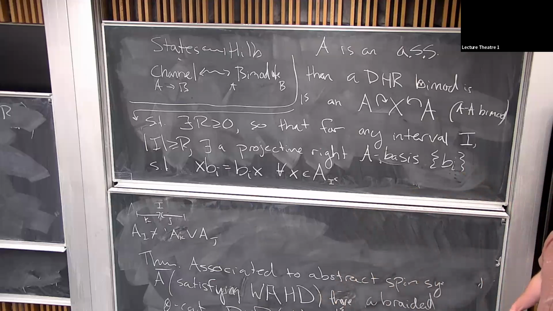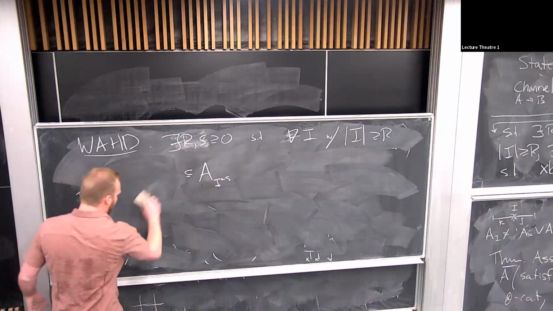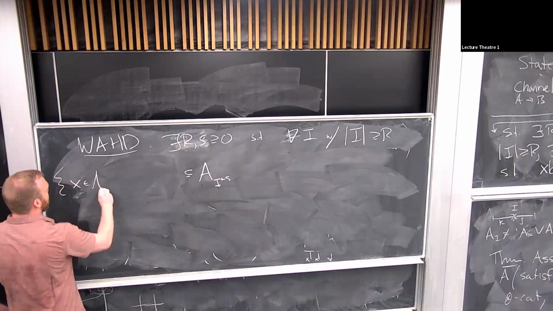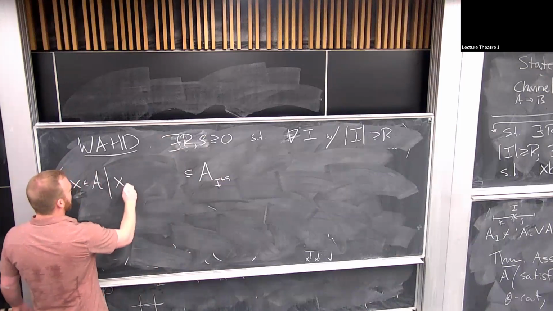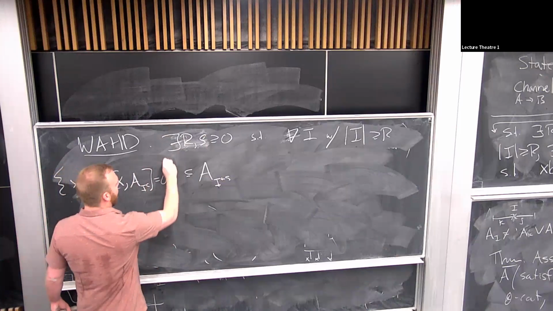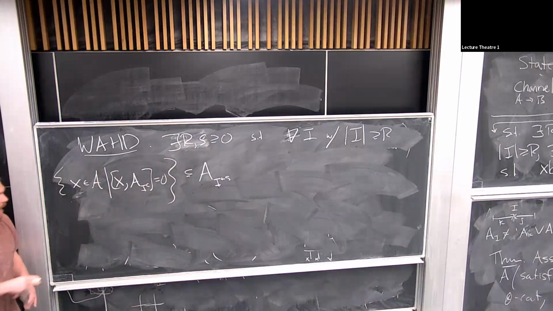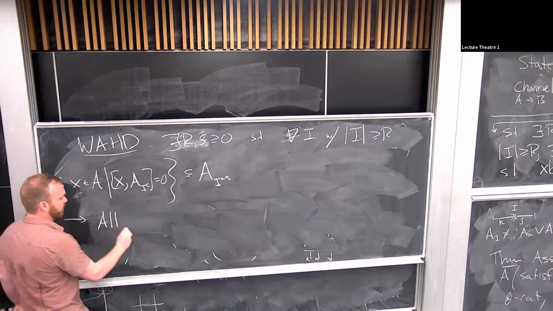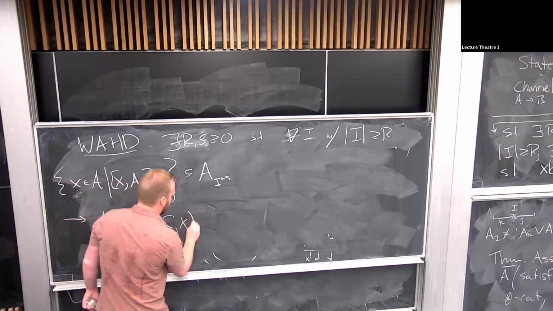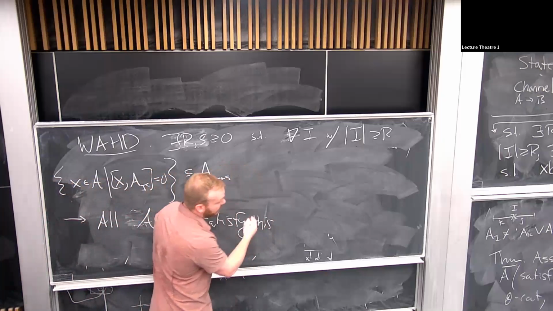Can you repeat what the prime was? Yeah, so this maybe is unfamiliar notation. Let me just write this as the set of X in A such that the commutator of X with A sub I^C is 0. So it commutes with all the operators localized in the complement of the interval. And all fusion spin chains satisfy this. So all those examples we were caring about, these AC X, satisfy this. So there is a DHR braided category.